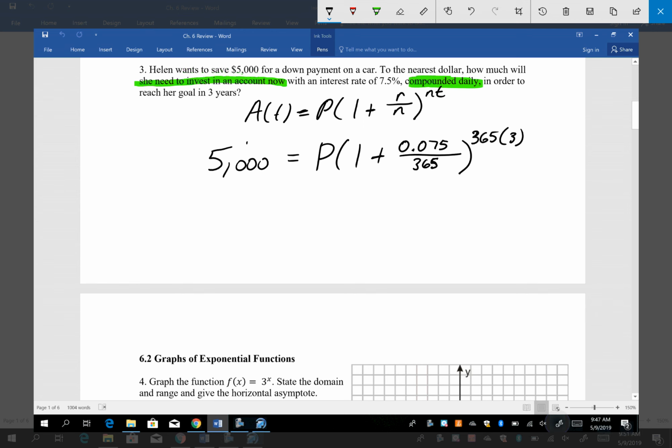Wait, so you don't use... I do use 5,000. Oh, and equal. That's what I need. I need to get 5,000. Now, what I would do on this problem is first, do you see all this mess to the right of P? I would get all of that to be a number.